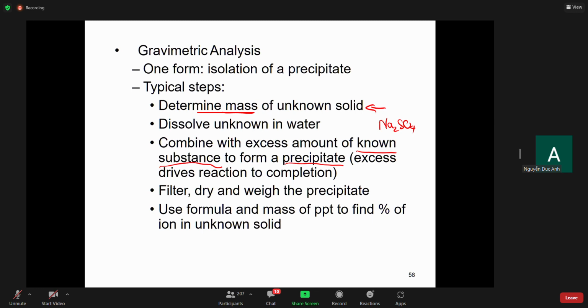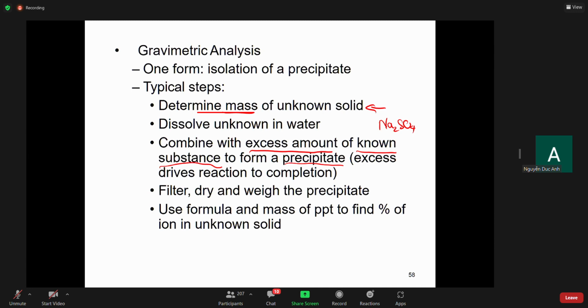So we do several reactions with known substances to define what kind of precipitate appears. Of course we need to use an excess amount of the known substance. The excess amount is there to drive the precipitation reaction to the highest yield possible.